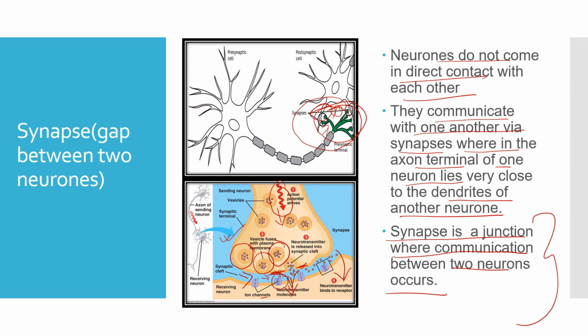The neurotransmitter is released in the synaptic cleft and binds to certain receptors present in the dendrites, and thus the signal is transmitted. So this is all about synaptic transmission, which we are going to study in higher classes. It is a bit difficult for your standard, so you just understand what a synapse is. The gap between two neurons is a synapse, and the neurons do not come in direct contact with each other.